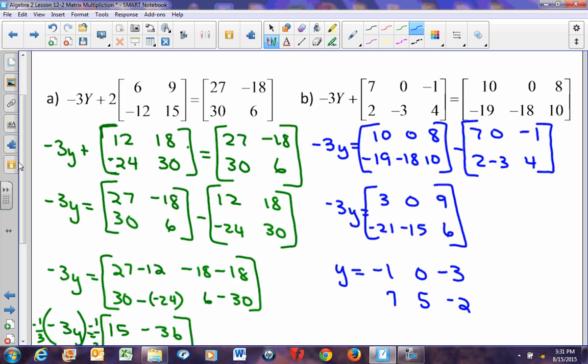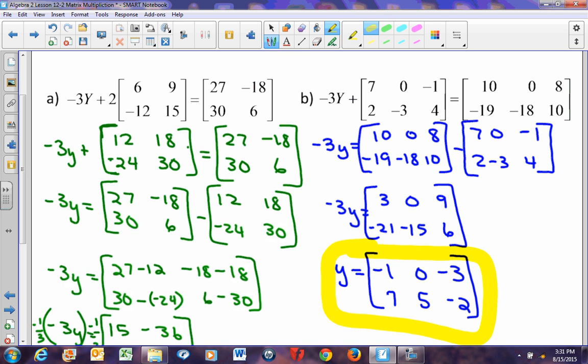And then we have our final answer. And I'm just going to highlight it because it's so much cooler. There's your final answer. So that is scalar multiplication and solving equations using scalars.